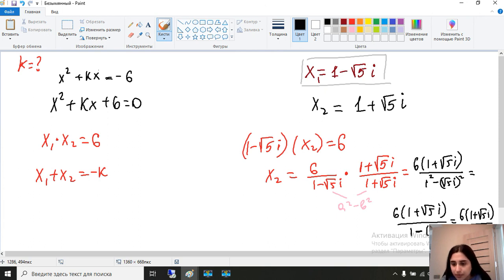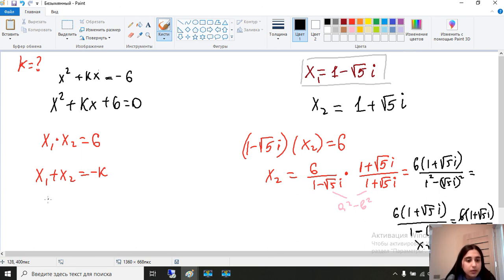I may just simplify the 6 with this one. I will get that the answer will be 1 plus the square root of 5 times i. So x2 equals this number. Actually, I said that it will be so by the rule of the conjugate root. So for now, let's find k. But first of all, let's find the negative one.